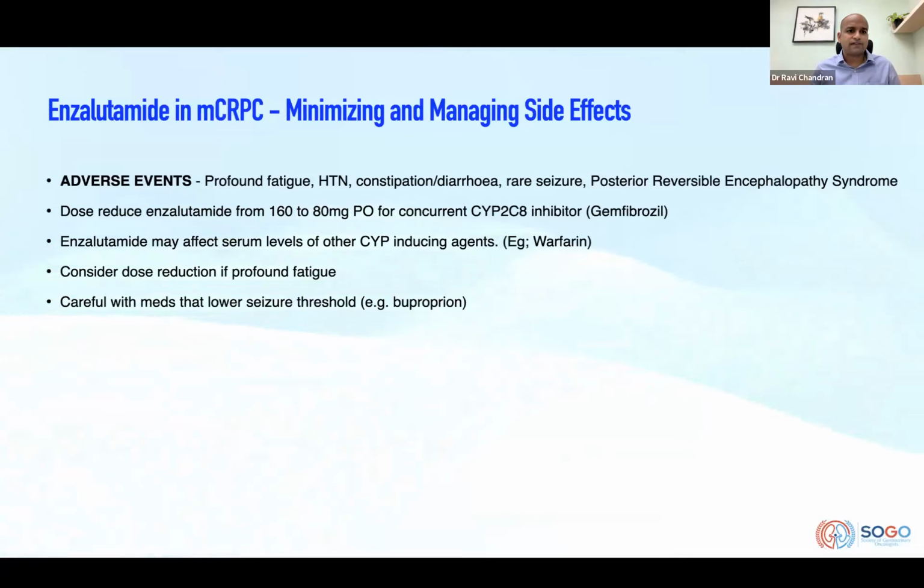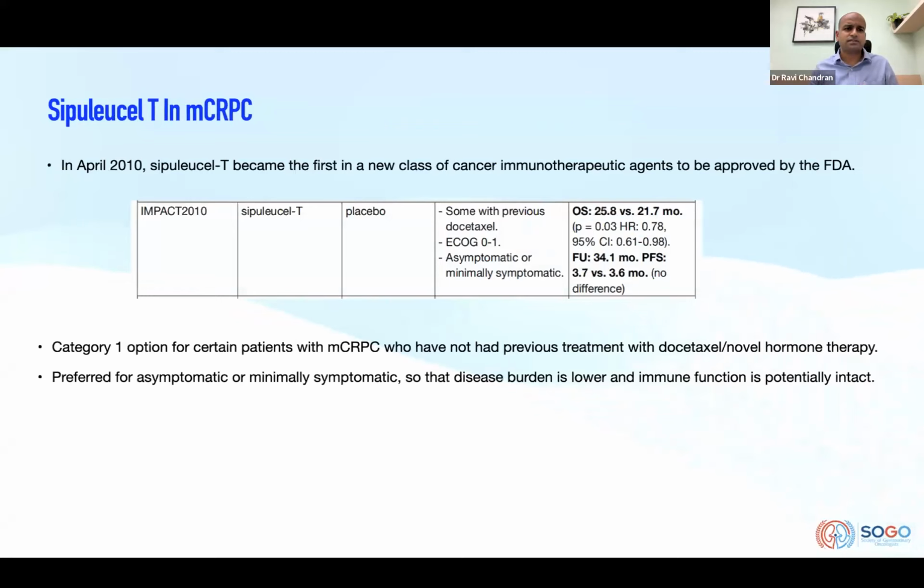If there is profound fatigue, do consider reducing the dose, and be careful with drugs that lower seizure threshold, like bupropion, or in patients with seizures on medications, or who have been free of seizure for a long time and are not on any current medications. Be careful with enzalutamide.